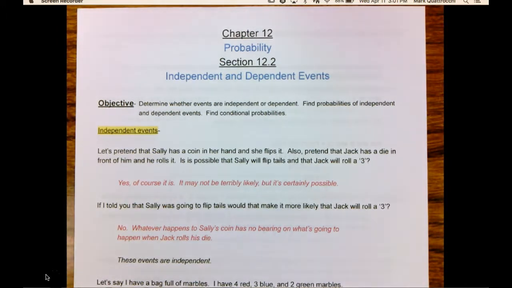Also pretend that Jack has a die in front of him and he rolls it. Is it possible that Sally will flip tails and that Jack will roll a 3? Yes, this is possible because the side that Sally flips on her coin has no bearing on the number that Jack rolls on his die, and vice versa, although the combination may be unlikely.